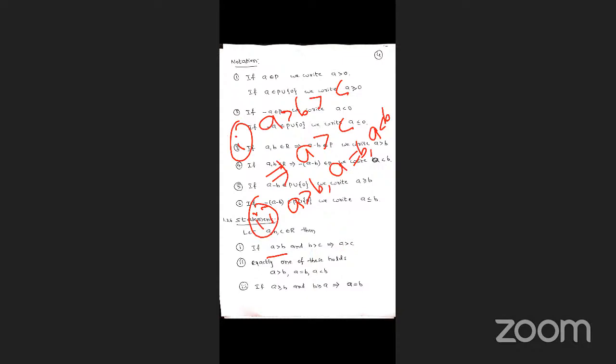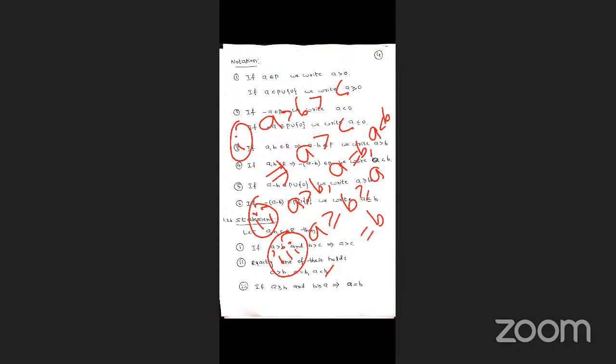And the third one is: A is greater than or equal to B, and B is greater than or equal to A. A is greater than or equal to B, and B is greater than or equal to A. It will give A is equal to B.